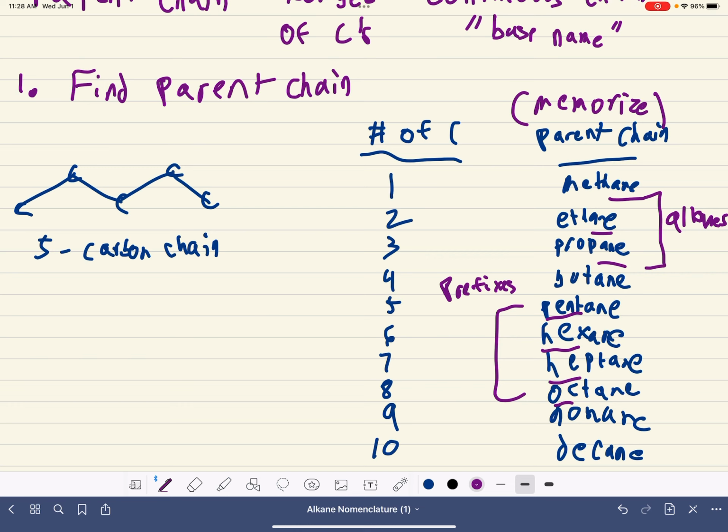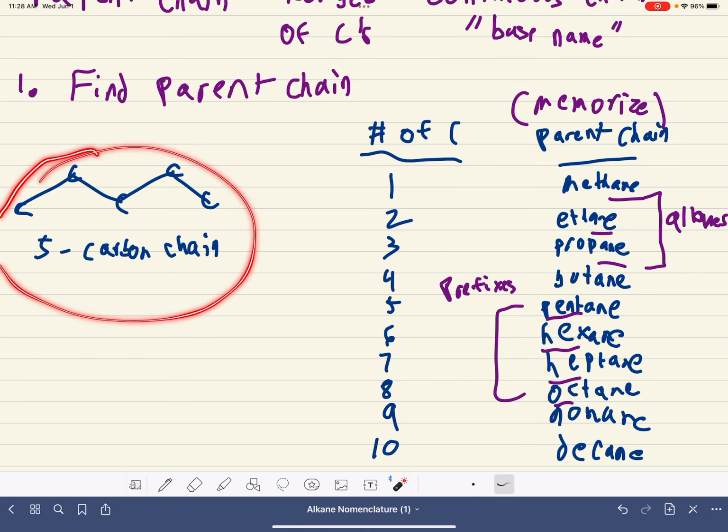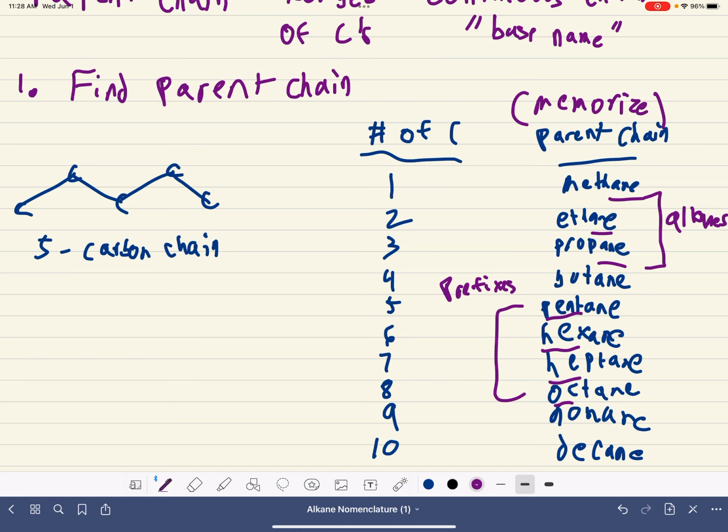So, for example, when we were looking over here, we have this 5-carbon parent chain, and we now know that this would be called pentane. So the ane, once again, means that it's an alkane, and the pent means that there's 5 carbons in the parent chain. So we will pick up after this in the next video.